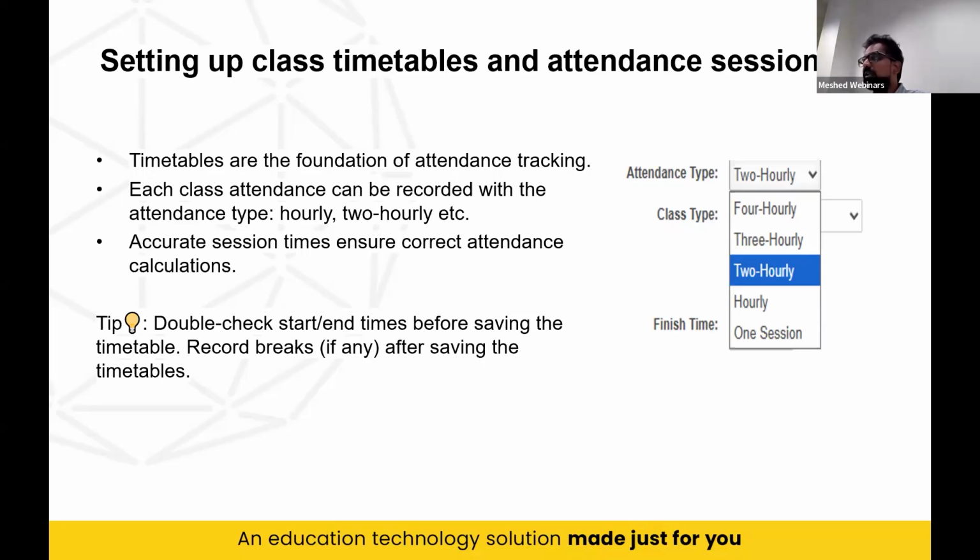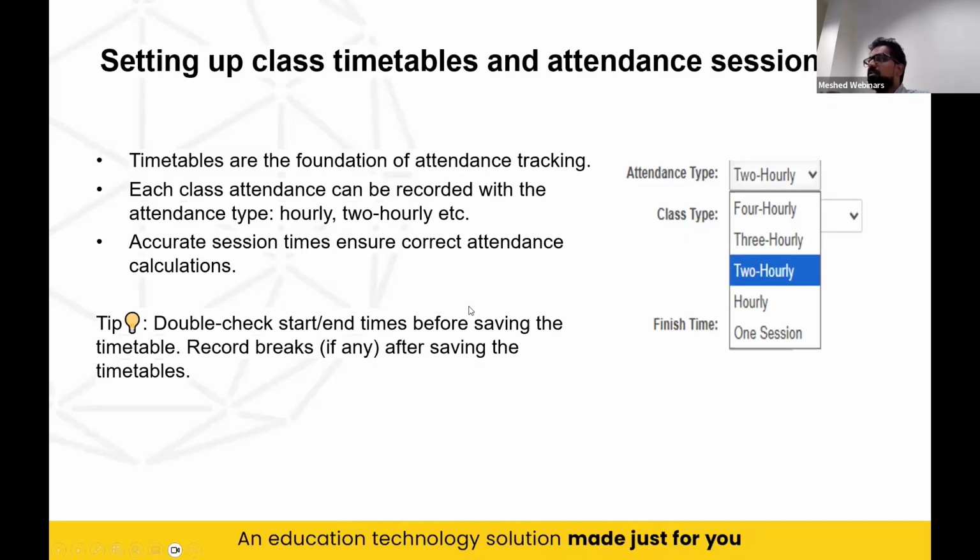When you create the class timetable, you have an option to choose an attendance type. These are configurable options, so you can choose 2 hourly or 4 hourly one session, depending on your need. This means that when you have a class, let's say for 2 hours, you decide how you want to record the attendance. Do you want to record attendance for every hour, or for one whole session, the whole 2 hour class session? Depending on the attendance type you set up for the class timetable, the attendance can be marked accordingly.